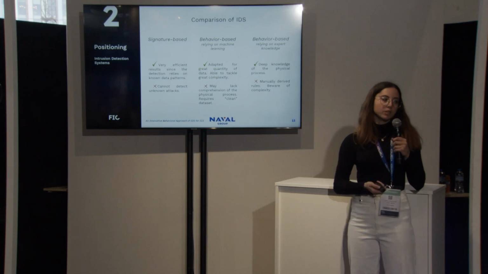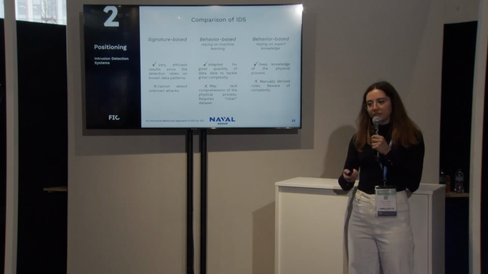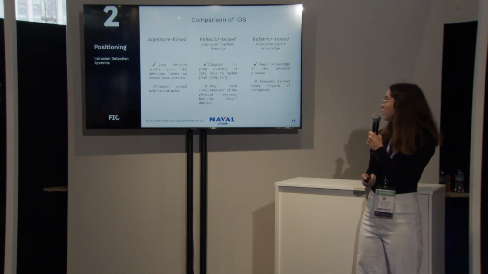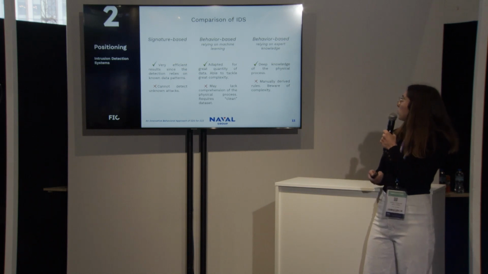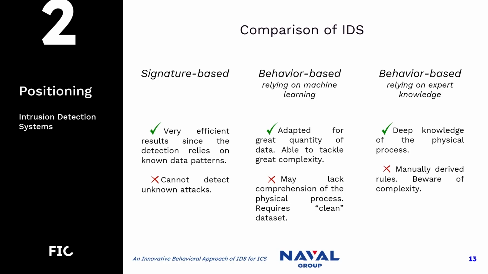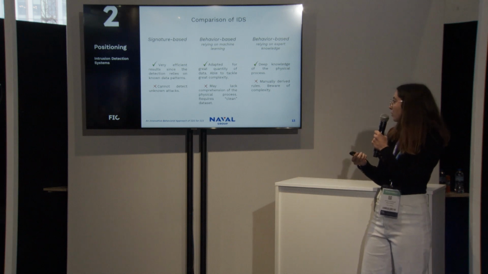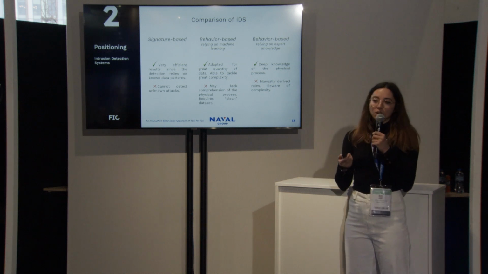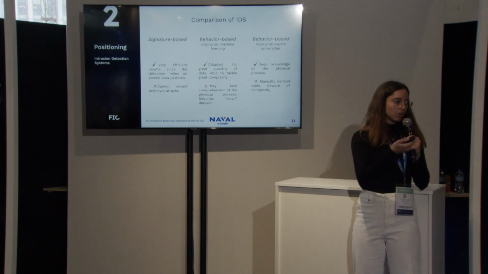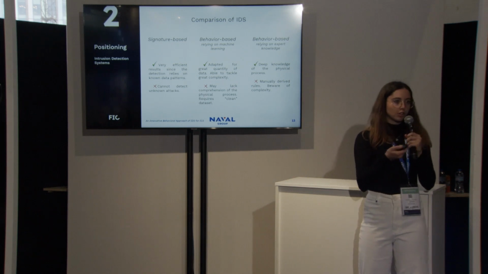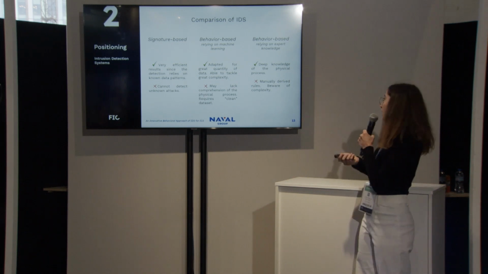So, a quick comparison between all of these IDS: the signature-based one, the behavior-based one relying on machine learning, and the behavior-based one relying on expert knowledge. The signature-based ones have very efficient results, of course, but as I already said, they cannot detect unknown attacks because they rely on patterns and knowledge of previously known attacks.